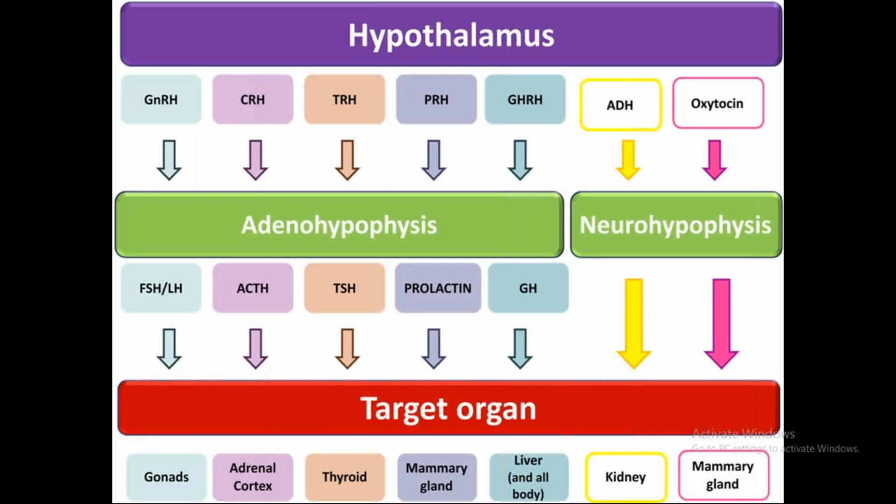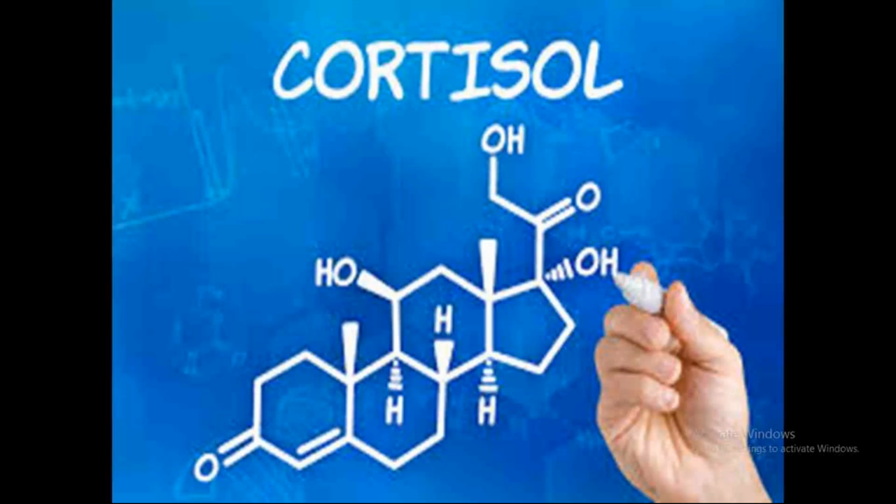For the synthesis or release of hormone from the target organ, the root cause lies in the hypothalamus. The hypothalamus releases corticotropin releasing hormone, which acts on the anterior pituitary. The anterior pituitary releases adrenocorticotropic hormone, which acts on the adrenal cortex and facilitates release of the adrenal cortical hormones.